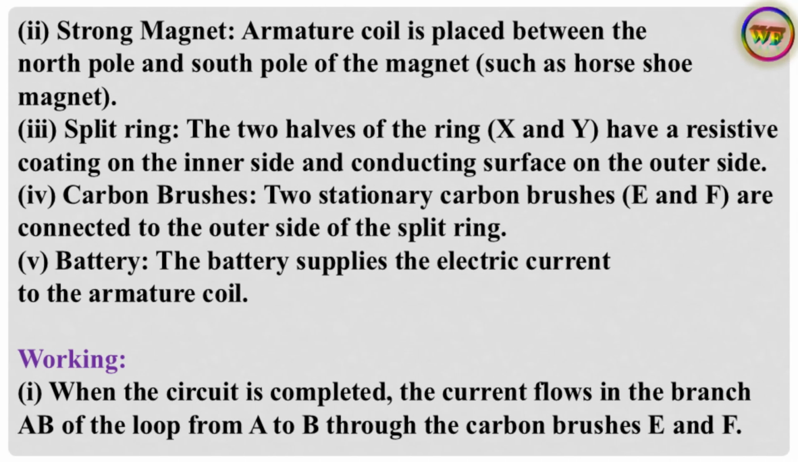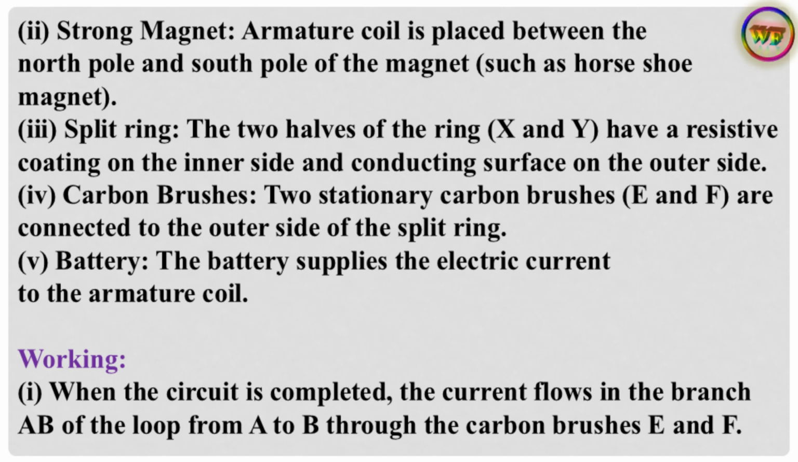Point 2. Strong magnet. The armature coil is placed between the north pole and south pole of the magnet, such as a horseshoe magnet. Point 3. Split ring. The two halves of the ring, X and Y, have a resistive coating on the inner side and a conducting surface on the outer side.